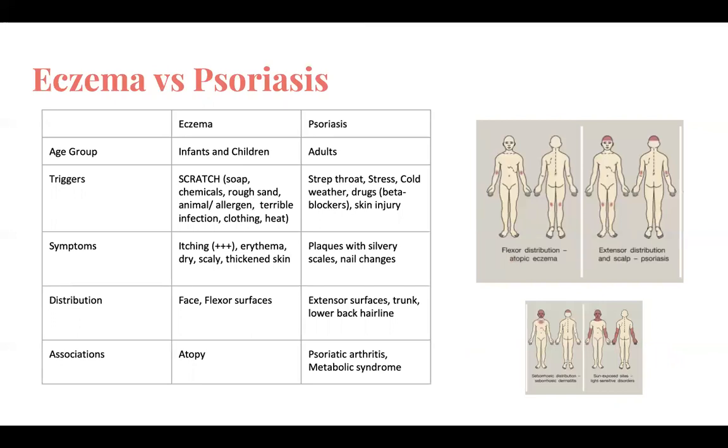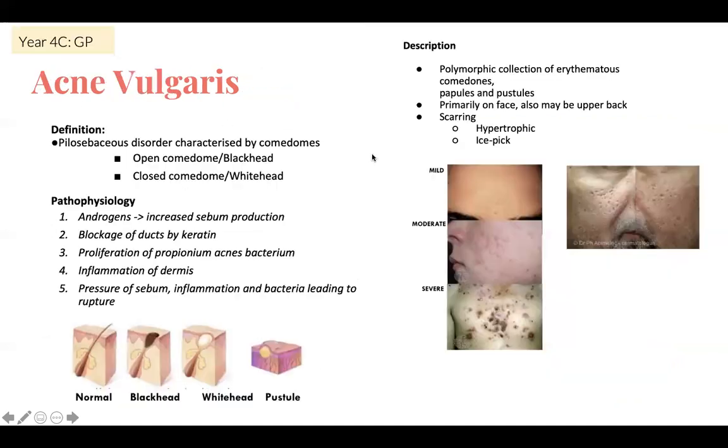And I just listed here differences between eczema and psoriasis, because I sometimes get confused between the two. So hopefully this might help a little bit, but you can read this in your own time. But yeah, eczema is more flexor and psoriasis is more extensor. This also helps to differentiate the two. And the age group: eczema is more infants and children and psoriasis is more adults.